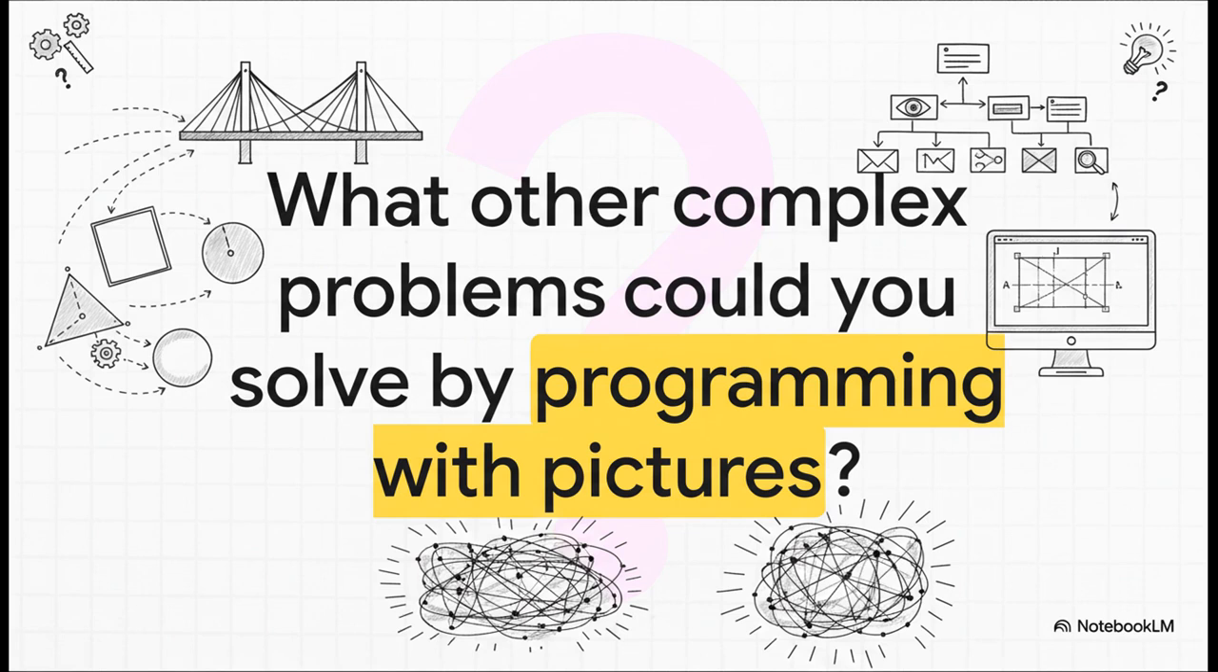This method turns static sketches into dynamic solvers. And yeah, it's amazing for mechanisms, but think bigger. This works for pretty much any problem that you can describe with geometry and a set of rules. It's a fundamental shift in how we can approach problem solving. So the question I want to leave you with is this: what other complex challenges could you solve by programming with pictures?